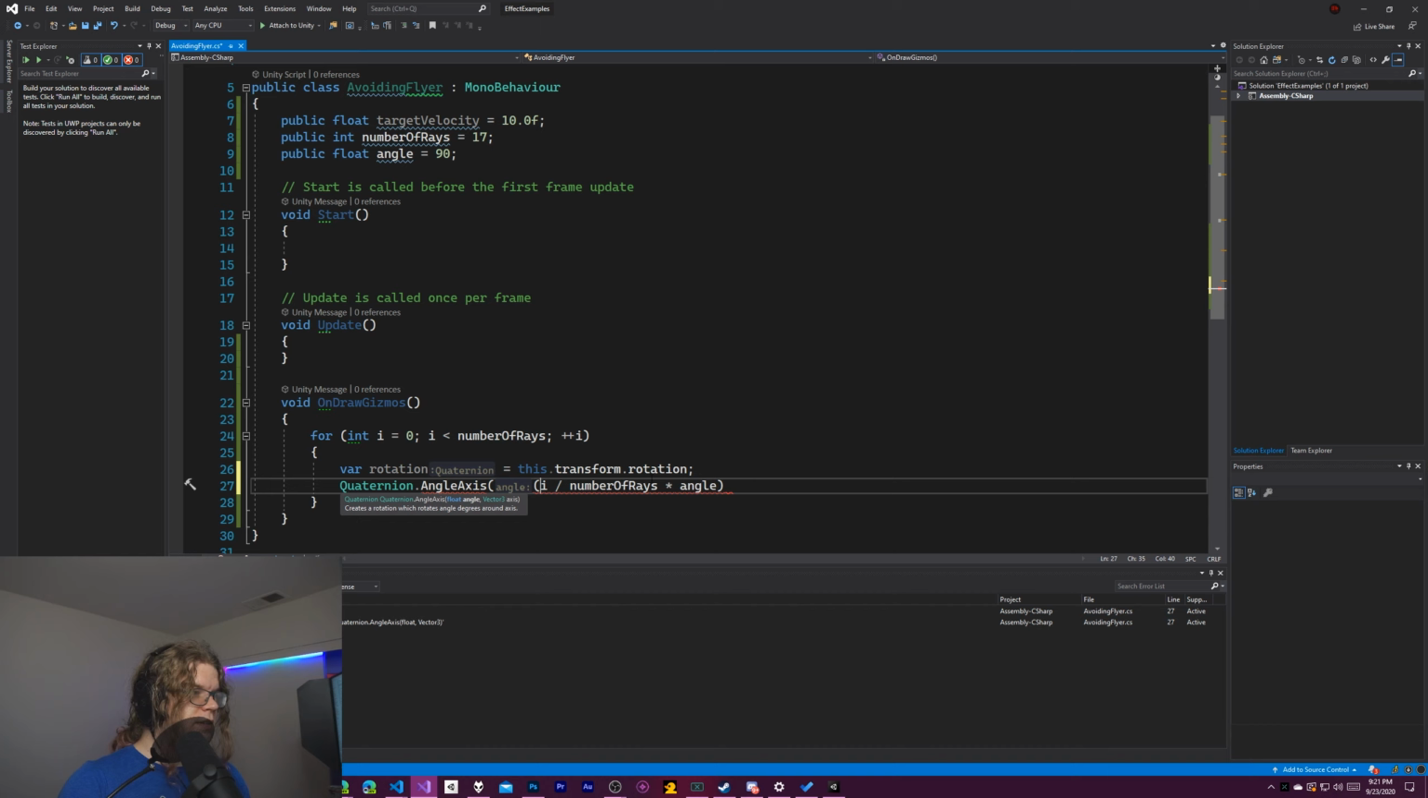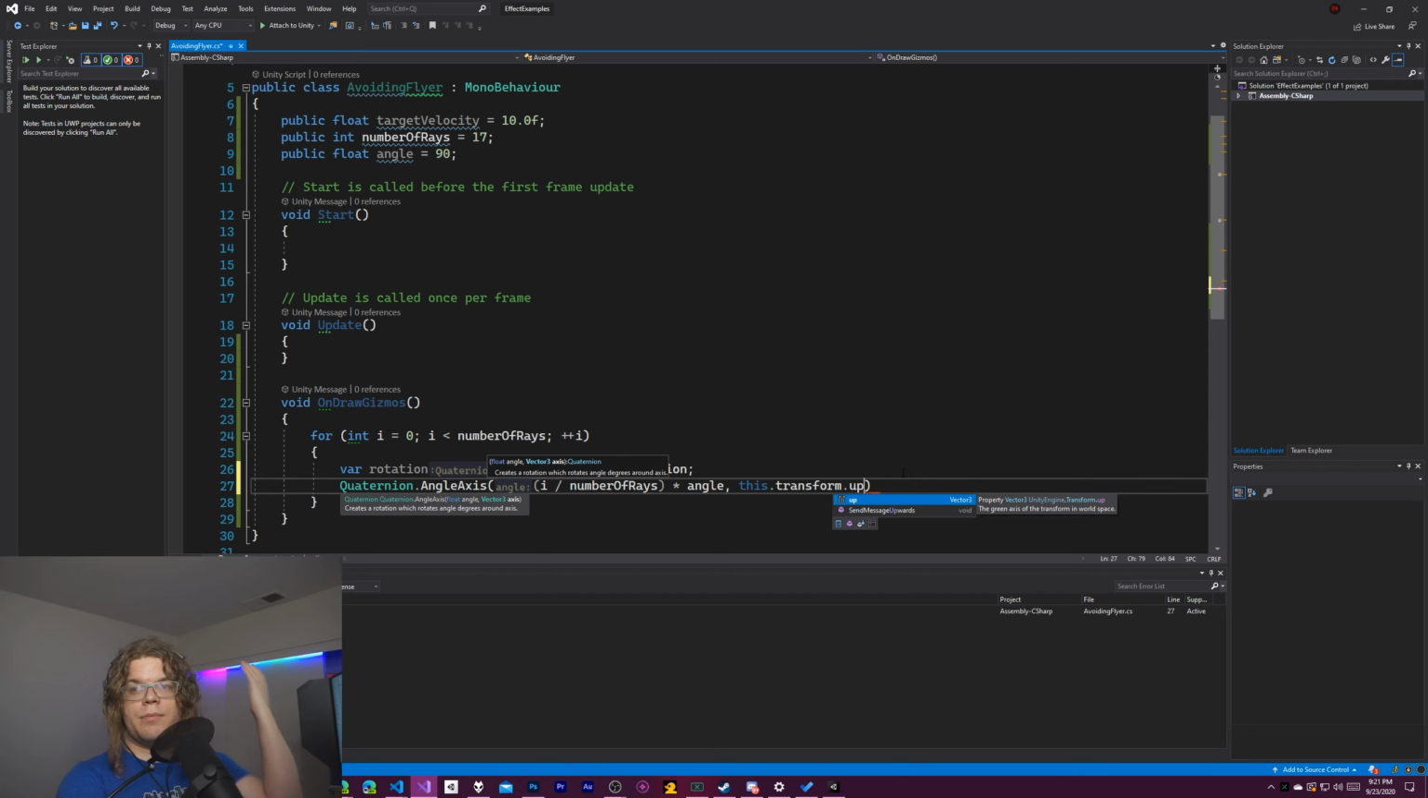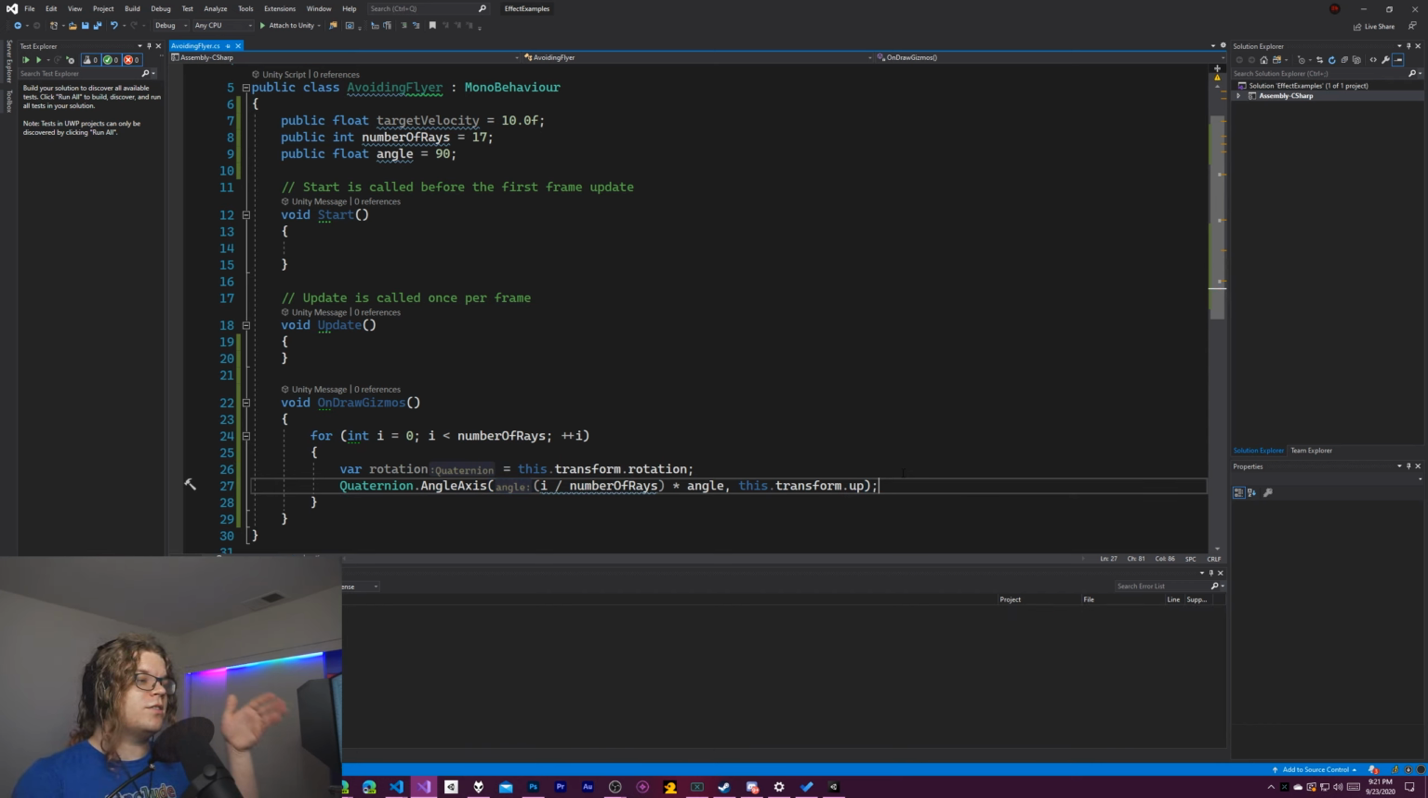And so this is what this is going to end up looking like. And then we need an axis to rotate this around. So this is going to be this transform dot up. So just the up vector. We could do this also in world space if we wanted to. That will lock us to a specific plane. This way it's a plane that can shift, which again, may not be the best of choices.